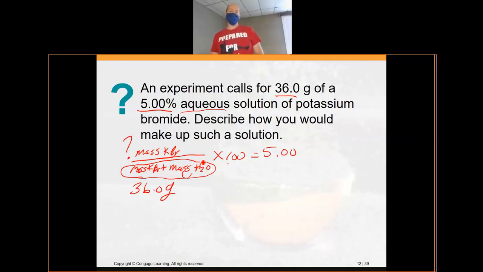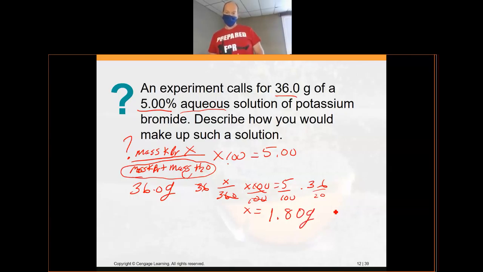All right, and so you just simply solve for X. So we call that the value X. And so you have X over 36 times 100 is equal to 5. Divide both sides by 100. Multiply both sides by 36. And then you have your answer. Ten percent of 36 is 3.6, half of that is 1.8 grams KBr, if I did the math in my head right. All right, so you would have to add 1.80 grams of KBr.